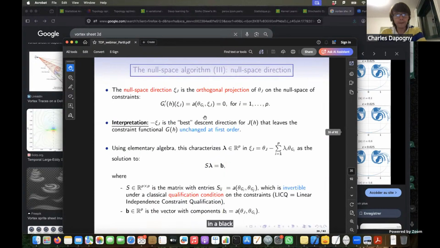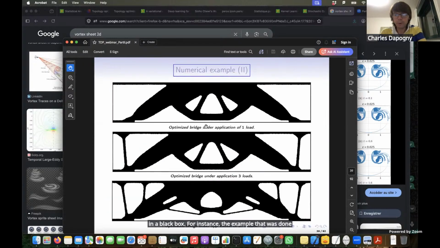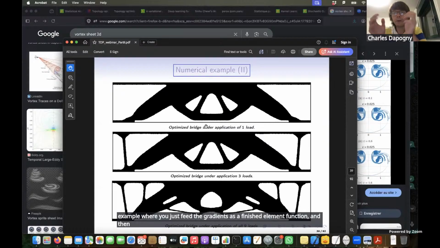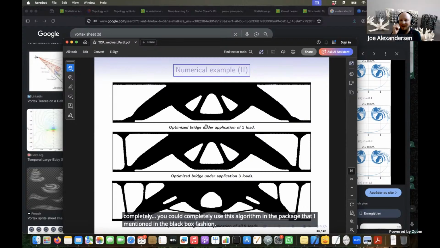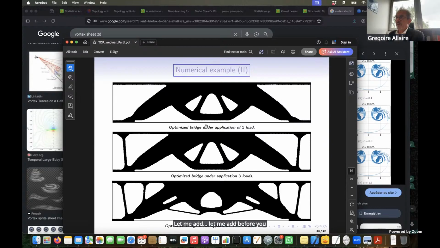For instance, the example that was done here is really an example where you just feed the gradients as a finite element function, and then it cooks. If you have some routine that calculates the gradients and some routine that calculates the inner product between two gradients, then the null space optimization algorithm computes automatically the coefficients and the weights that produce the descent direction. So you could completely use this algorithm in the package that I mentioned in the black box fashion.